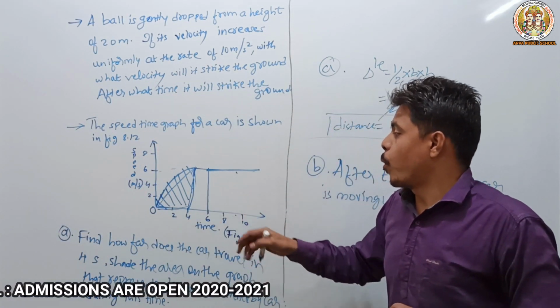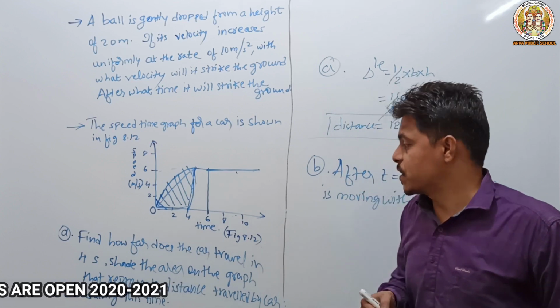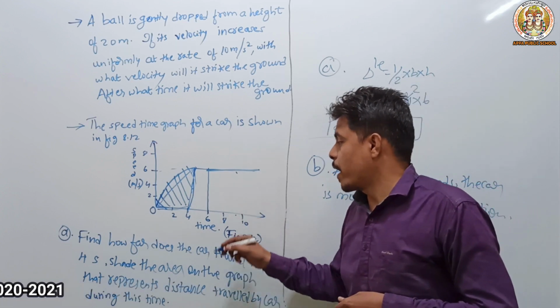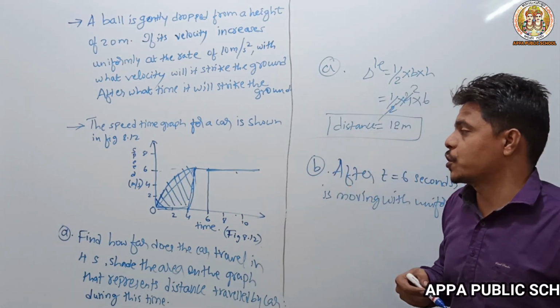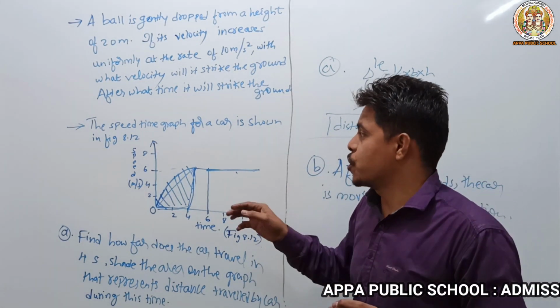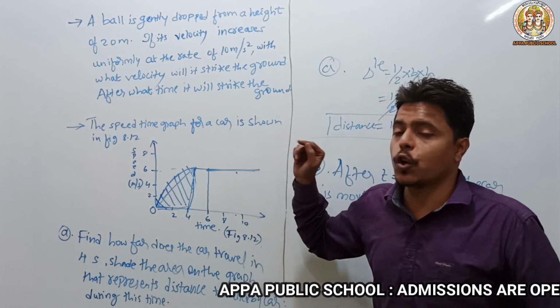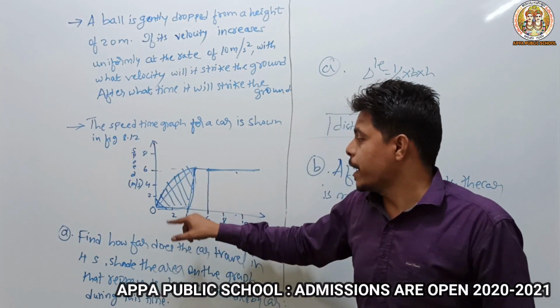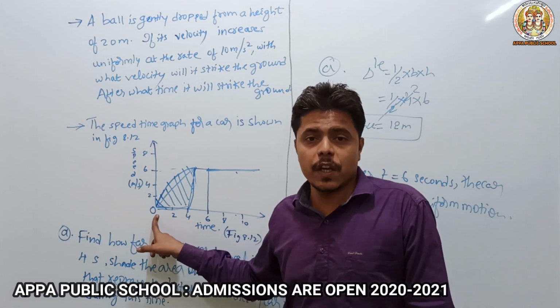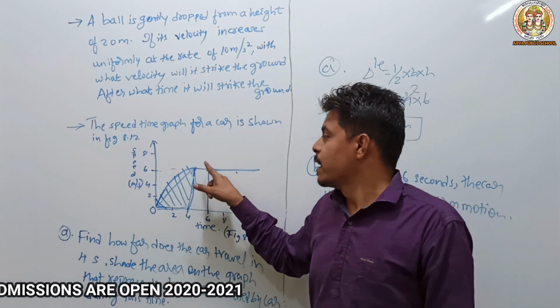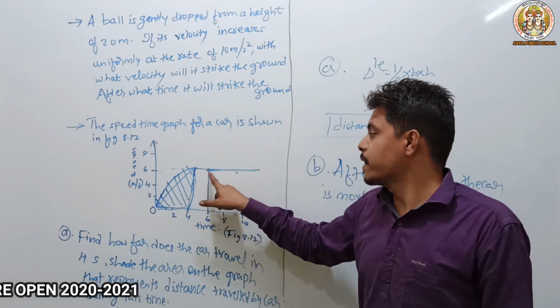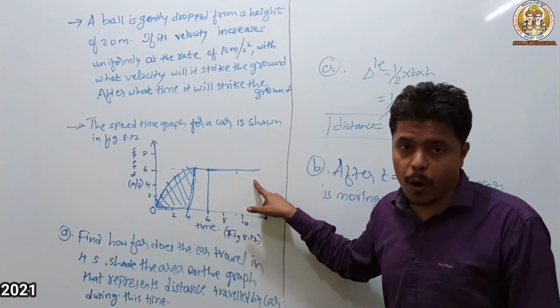So we have found both the distance, and we have also found the uniform motion in the graph. So this is about the 8th question. Once more, have a glance over this question. The speed-time graph for a car is shown in figure 8.12. A car is moving from 0. Here you can see at the 4th second it is at 6 meter per second, and then after 6 seconds it is moving with uniform motion.